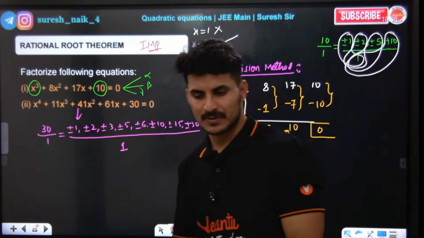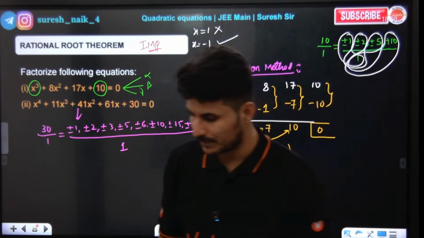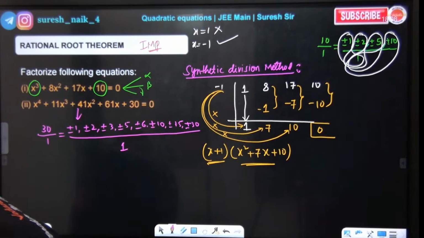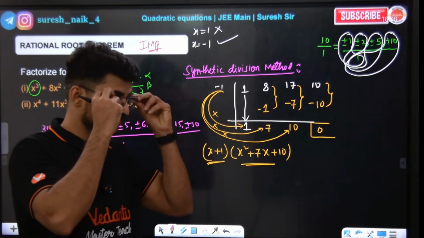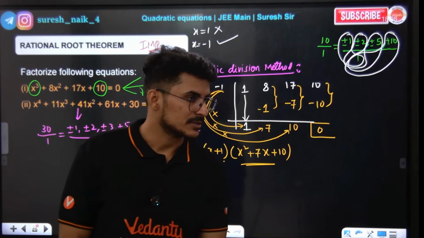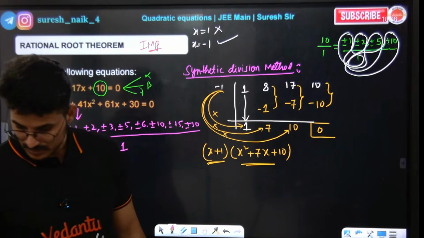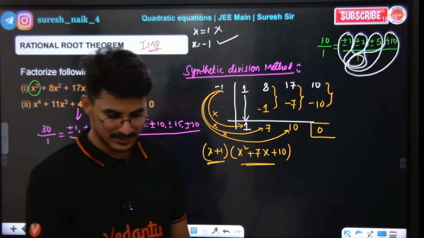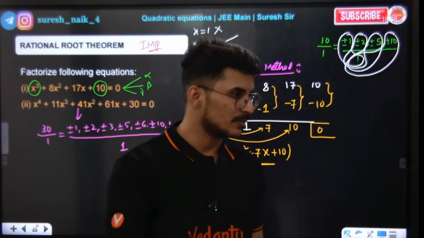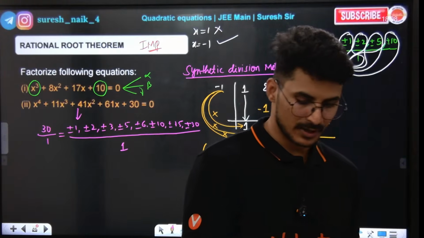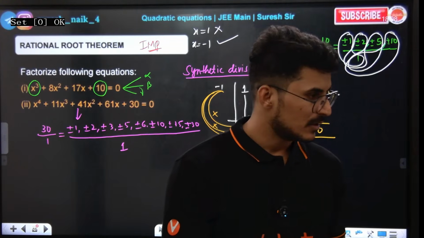Should we try these many numbers? Not really, actually. One minute, I can't see the board clearly. Okay, yes. One minute, I think we should... You can't see the board properly, I know. Now you can see that? Okay, yes.